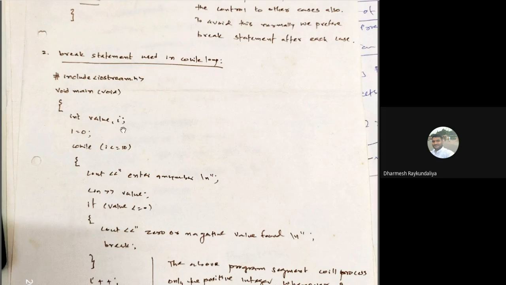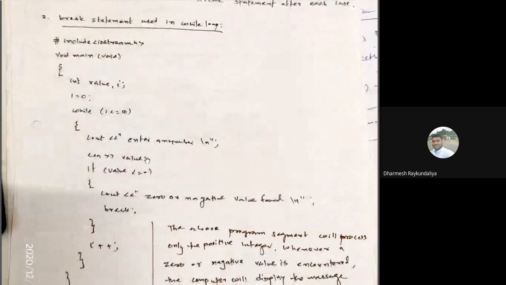Integer value i is some index. It is taking the integer value, and value is some integer value. Initially i is equal to 0, while i less than or equal to 10. That means this is called the condition expression. If i is less than or equal to 10, then you will continue with this loop. As soon as this condition becomes false, you will exit from this particular loop. So this is i equal to 0, while i less than or equal to 10, cout enter a number.